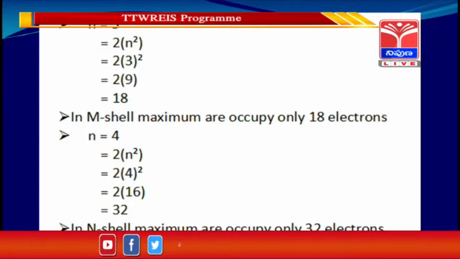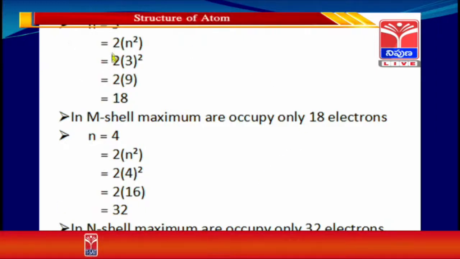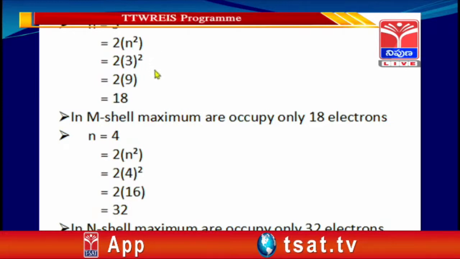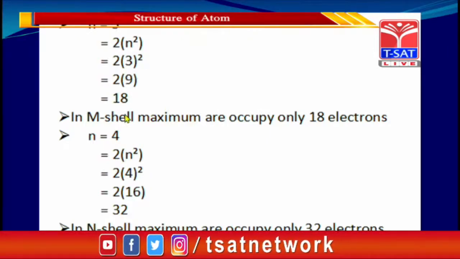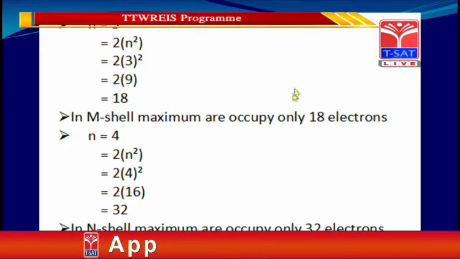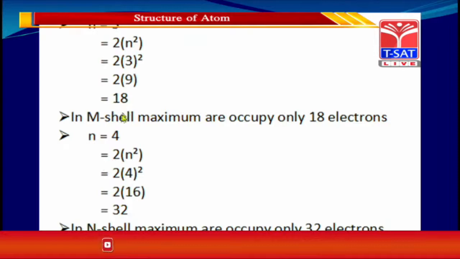Now, n equal to 3. Here n equal to 3, and in the place of n we have to substitute 3. So 3 square is 9. In M shell the maximum 18 electrons are occupied. Now the next, n equal to 4.